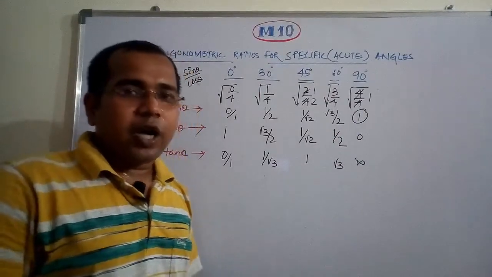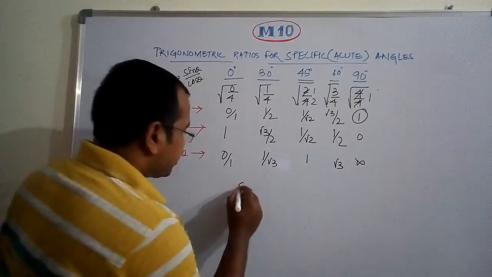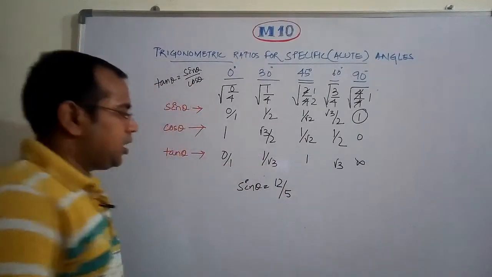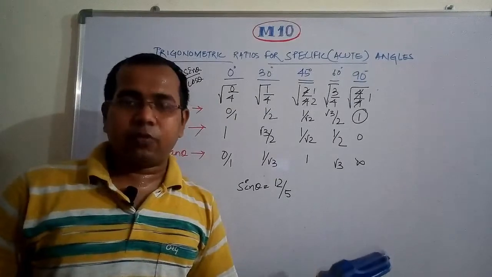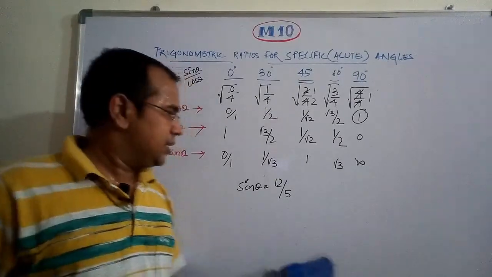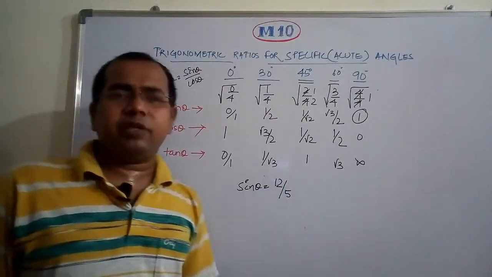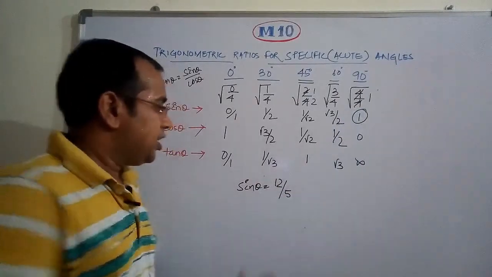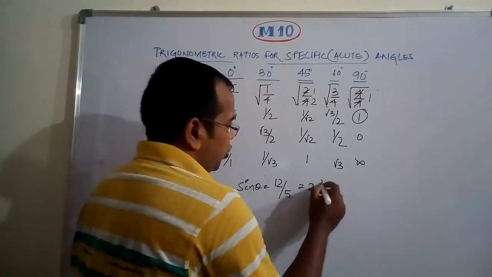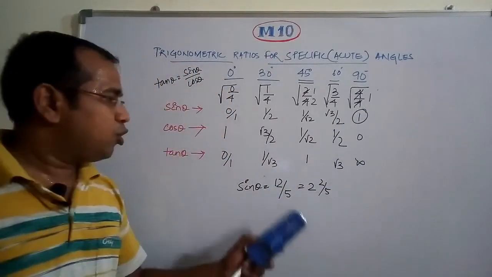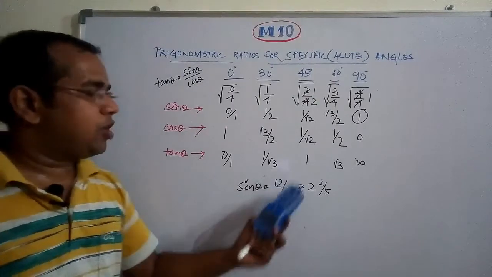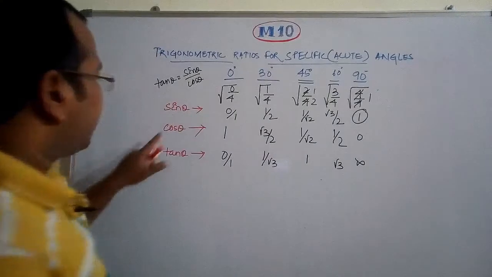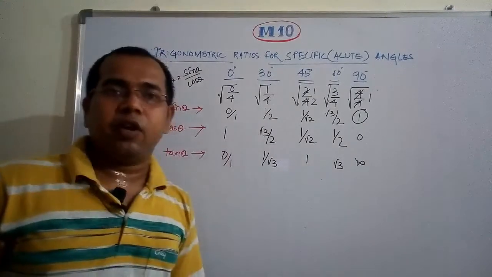If someone asks you, is it possible to get sine theta equal to 12 by 5? These are trigonometric ratios, which are nothing but ratios of sides, so you can get the values 12 and 5 as well. But the maximum value of sine theta is 1. Here we get 2 whole 2 by 5, which is more than 1. So sine theta equal to 12 by 5 is not possible. Okay. Likewise, what is the maximum value of cos theta? It is also 1.